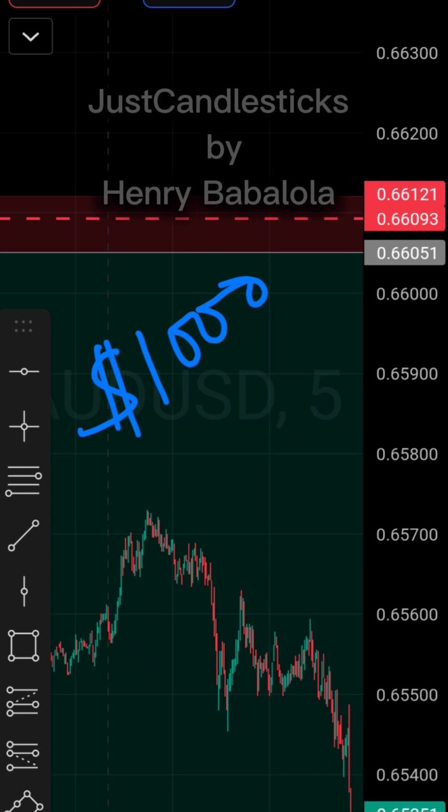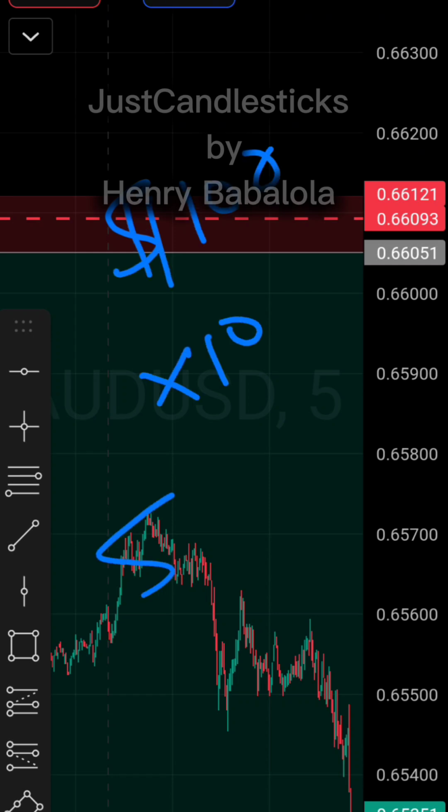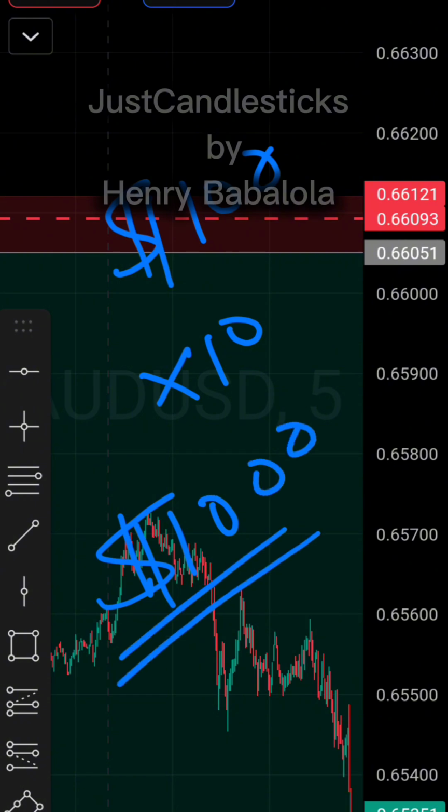It means that your $1,000 will be traded 10 times before you can blow the account. Each time you take a trade, it's $100, times 10, gives you the $1,000 account. So to blow this account, you need to lose 10 times.